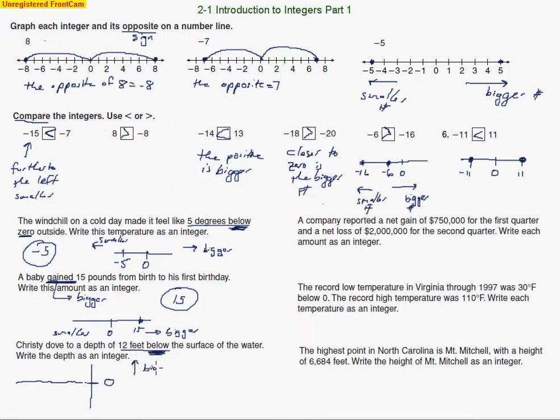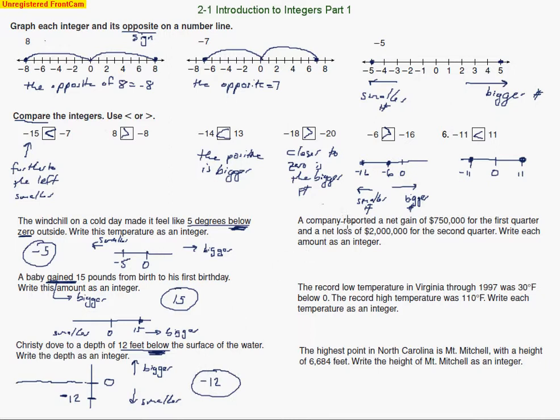Just as the bigger numbers were to the right when we're going on the horizontal axis, when we're looking at a vertical axis, the bigger numbers are up. They're going above 0. Smaller numbers, smaller is going down. And so below 0 means that we are on the smaller side. To show that it's a smaller number than 0, I'd have to have a negative. So negative 12 would be the integer we would use to represent that.